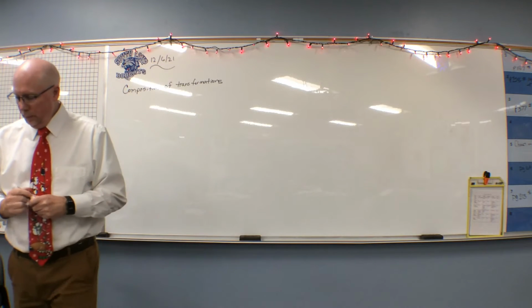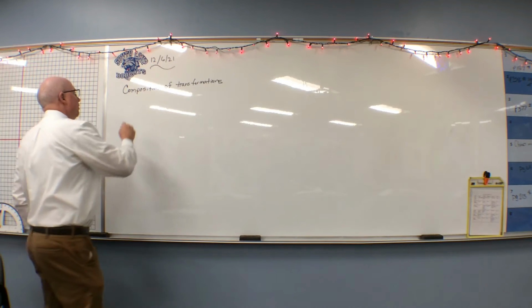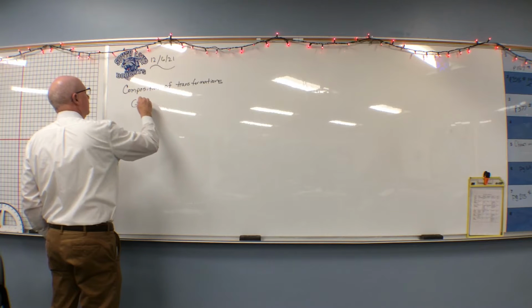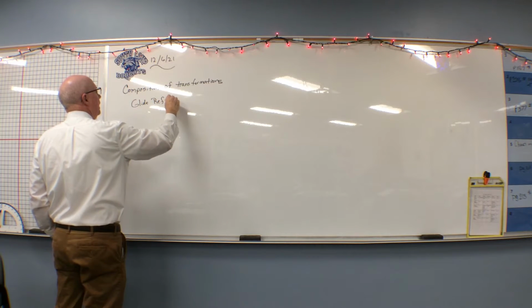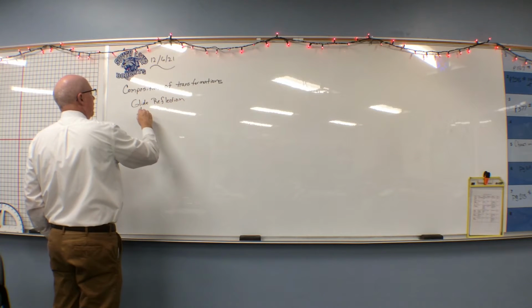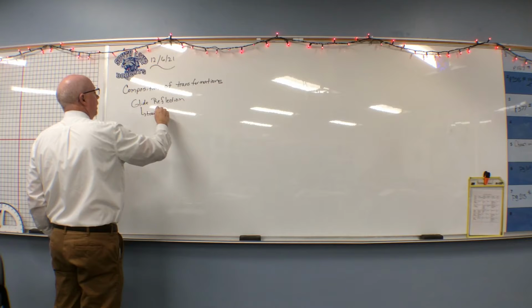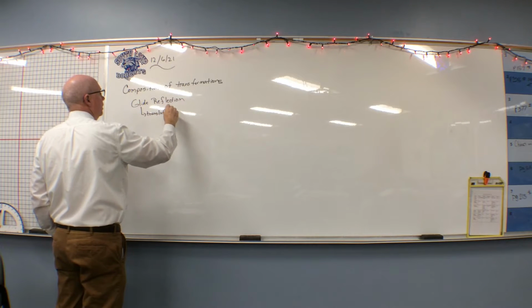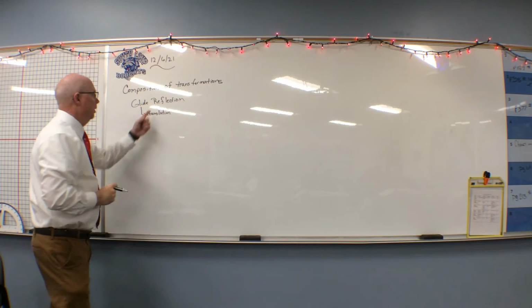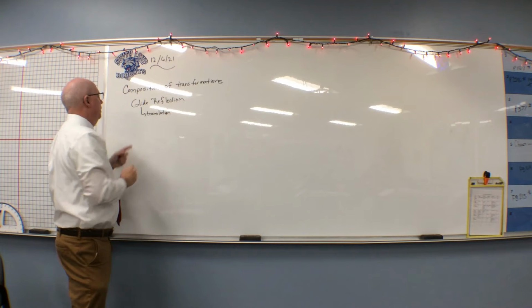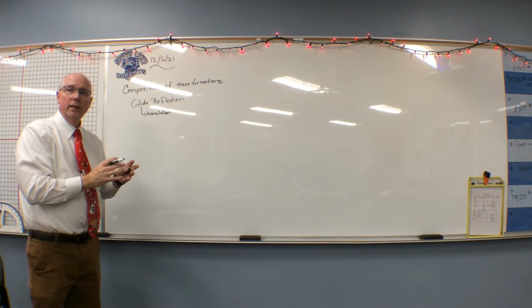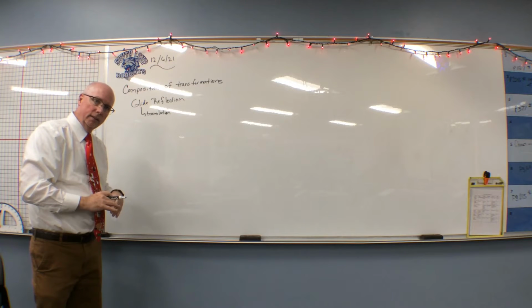The first one that we're going to put together is what we call a glide reflection. Now you could probably guess that this is a translation and then a reflection. Right? I'm not going to rewrite reflection, but what we have is that we take a figure and we move it and then we reflect it. Okay?